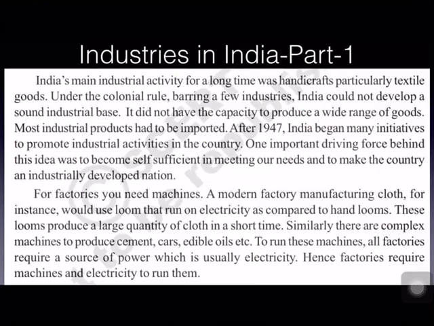So the domestic producers could not compete with the machine-made goods, which were cheaper and better in quality also, because they were made by machines. So many of the industries were closed down during the British rule.